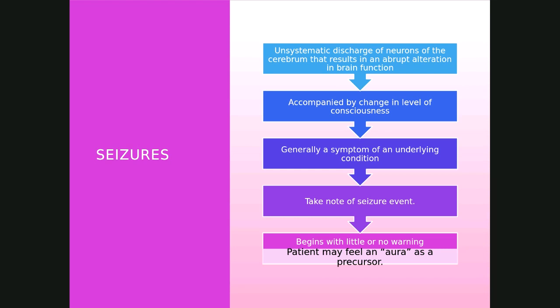Patients exhibit seizures. A lot of times they'll have a change in their level of consciousness. It's typically a symptom of another underlying condition. You want to make sure that you note the event in the chart, note what the patient was doing at the time the seizure occurred, how long it lasted, what you did to keep the patient safe.